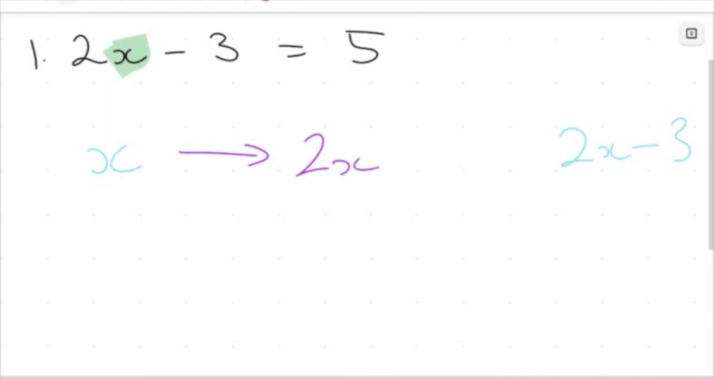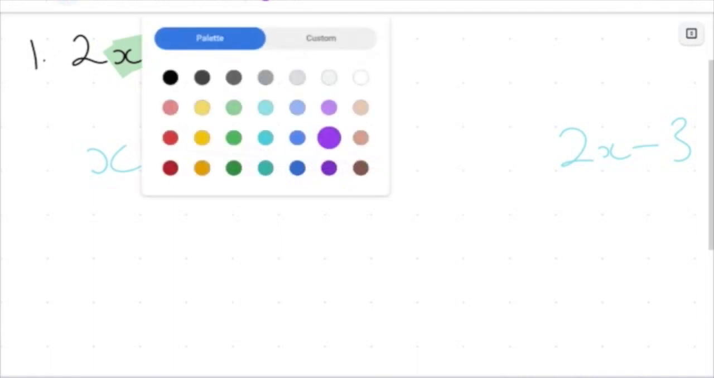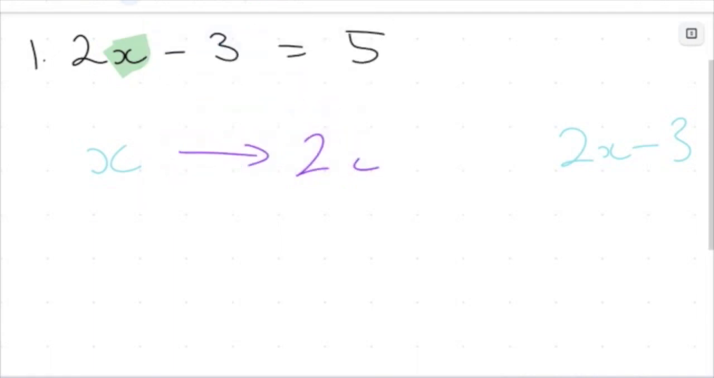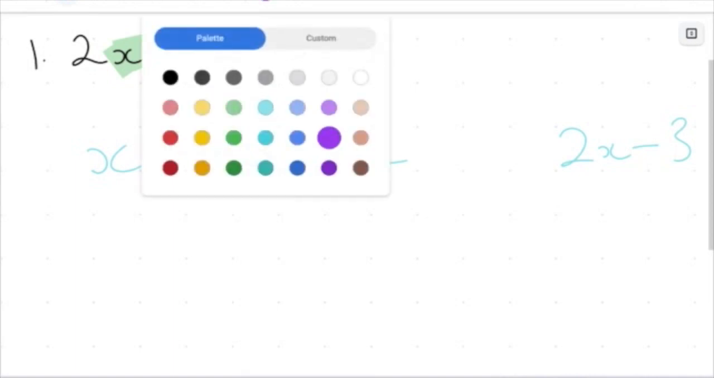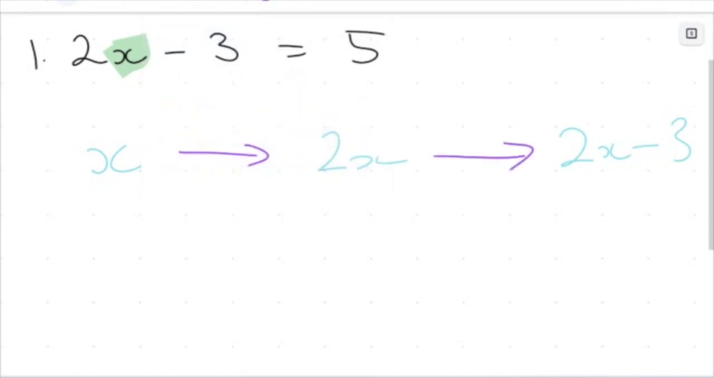Well, to get from here to here, let me color coordinate this a little bit better. So 2x, and then ultimately to my last thing. Well, we want to see what we actually did to x to get it to 2x. So we multiplied it by 2, because writing 2x in algebra is just short form for 2 times x.